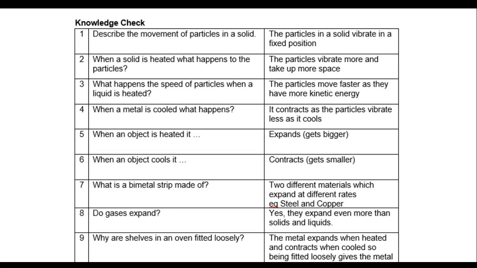Here are the answers. The movement of particles in a solid: the particles in a solid vibrate in a fixed position. They are also in a regular arrangement, but because it's asking for the movement of the particles, we say that the particles vibrate and they are in a fixed position. So they don't actually move around, they are fixed in place, but they vibrate. The second question: when a solid is heated, what happens to the particles? The particles vibrate more, and this means that they take up more space.